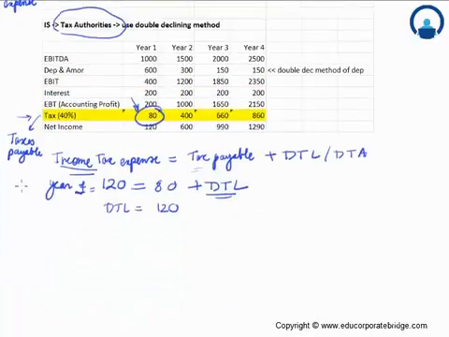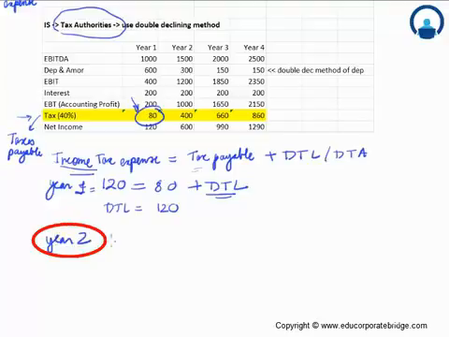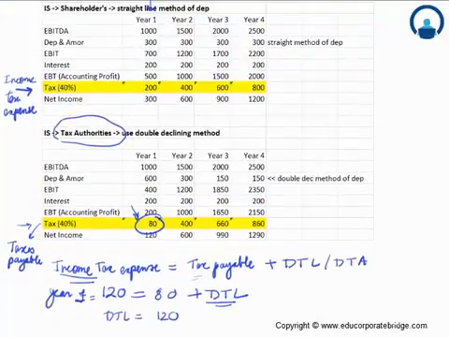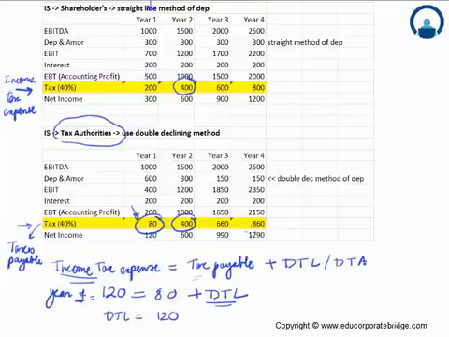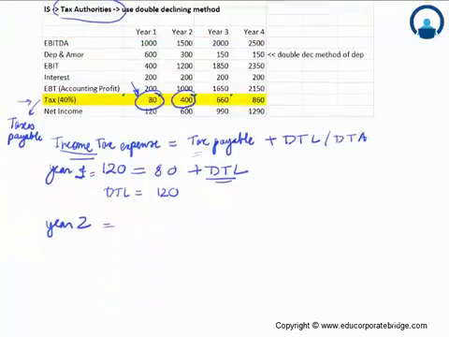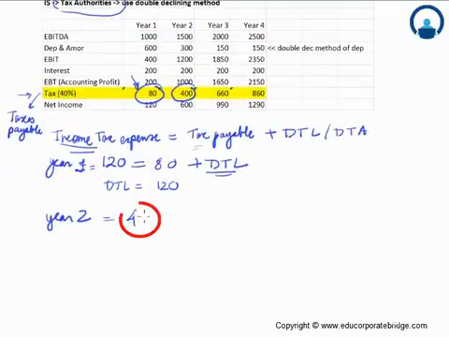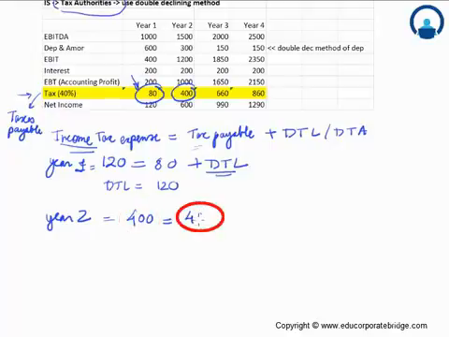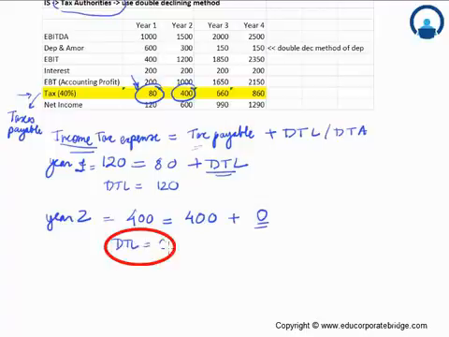What about year 2? In year 2, let us look at what are the respective income tax expense and taxes payable. That is 400 here and 400 here. So essentially we're talking about 400 as income tax expense and taxes payable also as 400. So your DTL will be equal to 0. So DTL comes out to be 0.